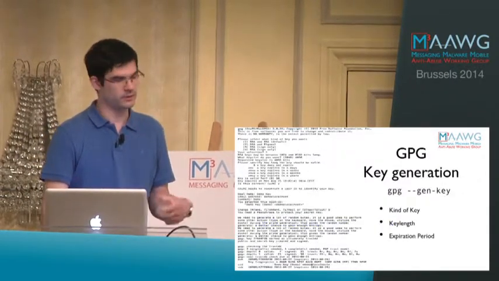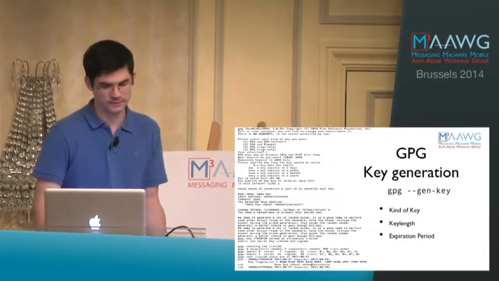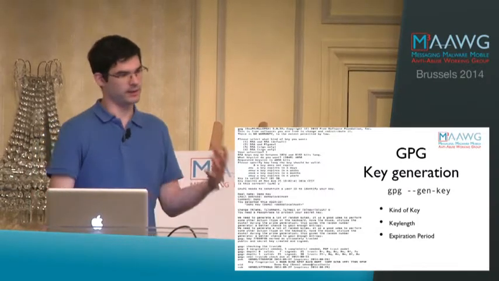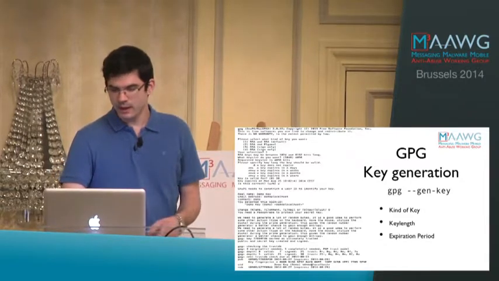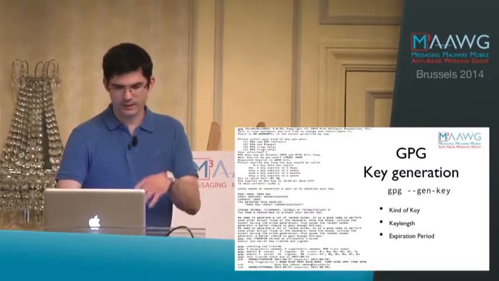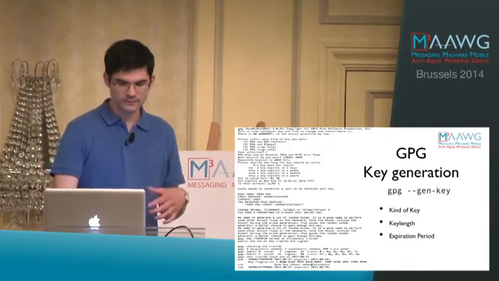And you have key generation, where you can define the kind of key you want, the key length, the expiration period. And then I will go to key signing. So I propose to go step by step and show you. I will first generate a key pair, a new key pair for demo at blah, blah, blah. Then sign something, cipher something, uncipher, and do the operation, and then you can see it.